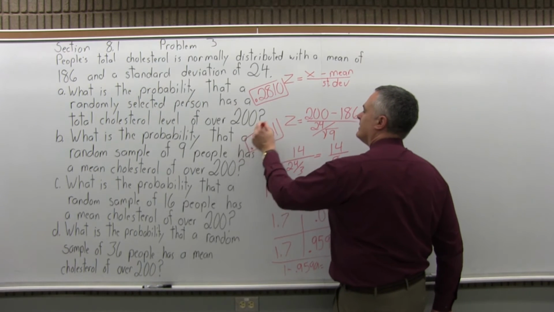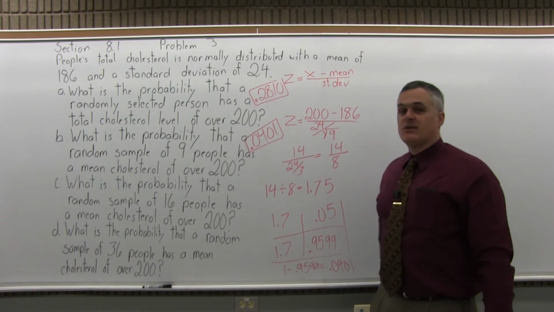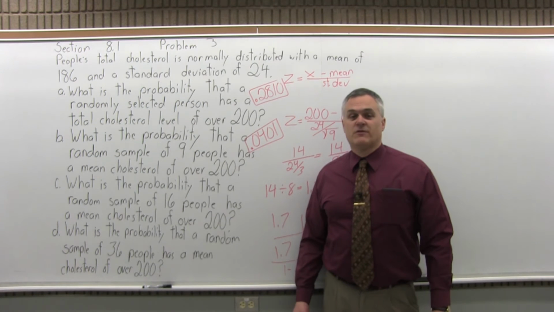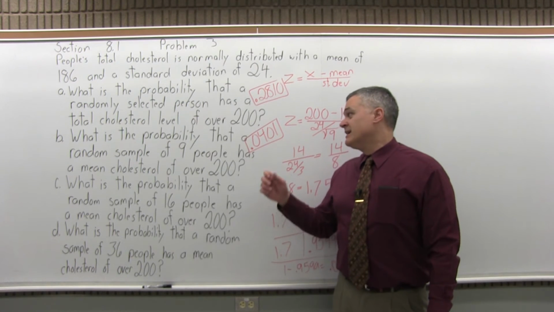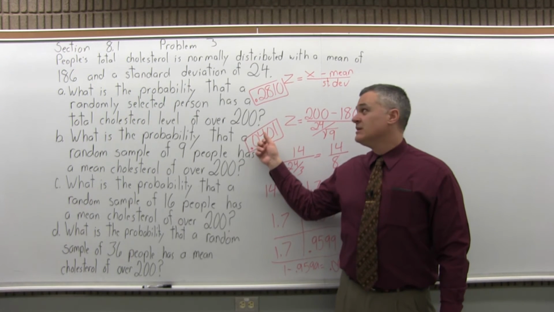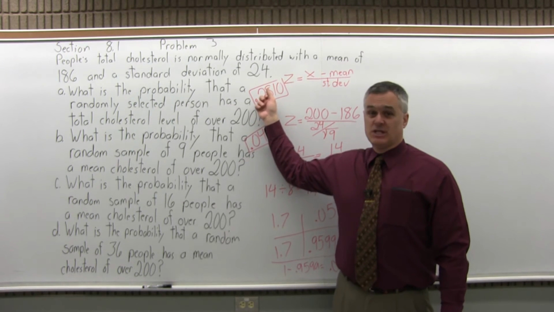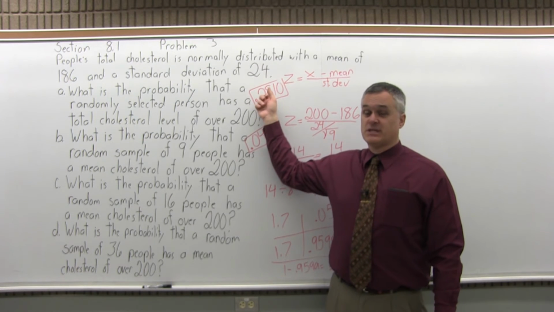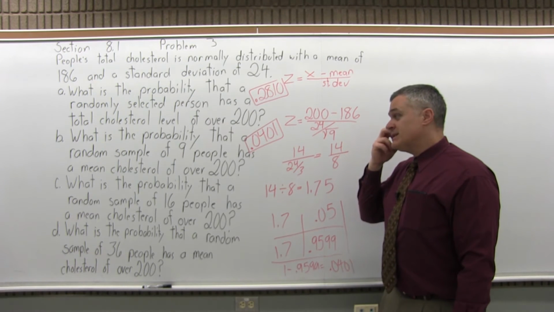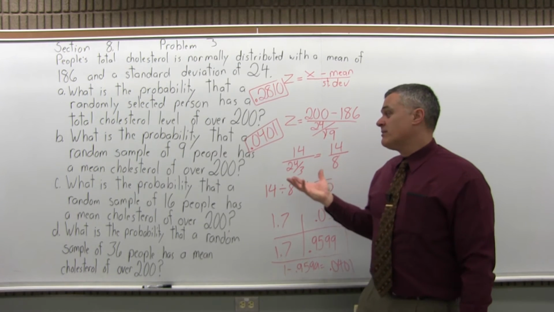0.0401. It's about a 4% probability that if you randomly choose a group of 9 people and find the average of their cholesterol levels, that average comes out to over 200. It's about a 4% chance, compared to a 28% chance of any one single individual person having a cholesterol of over 200. So part C, basically, they just want a bigger sample size.